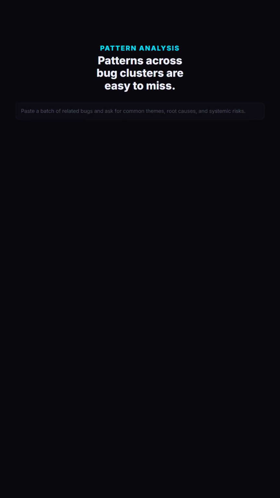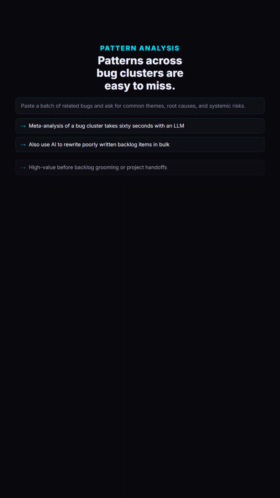Now, 2 advanced applications of AI in bug reporting that most QA engineers have not explored yet. The first is using AI to identify patterns across multiple bug reports. When you have a collection of recent bugs filed against the same feature area, say the payment flow or the user authentication system, you can paste a summary of those bugs into a language model and ask it to identify common themes, likely root causes, and systemic risks that the individual bugs might be pointing toward.